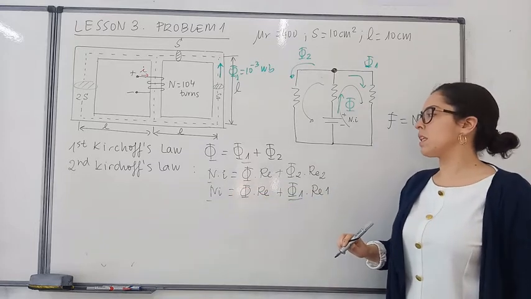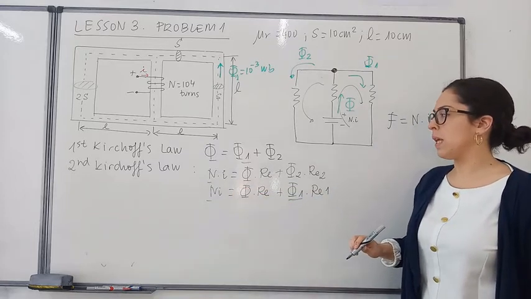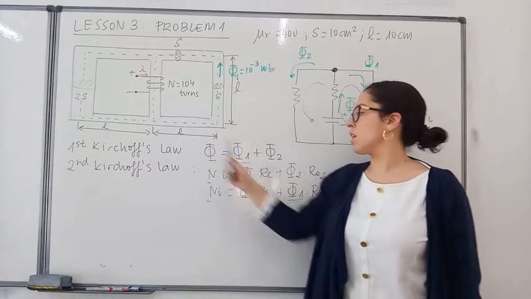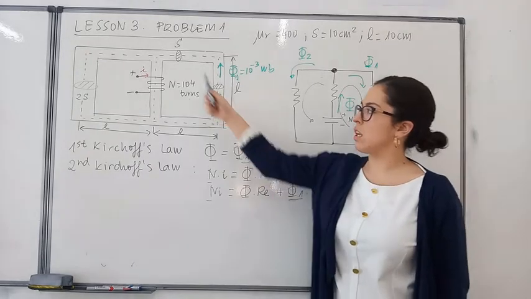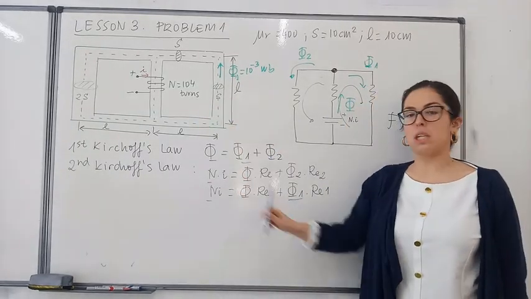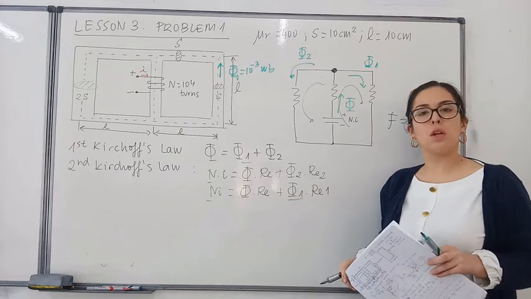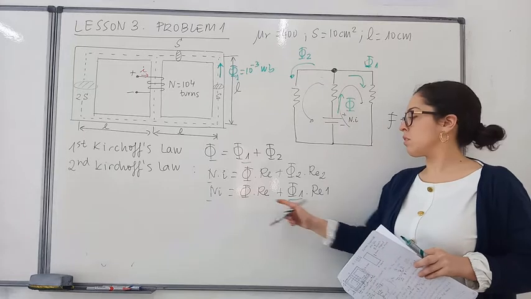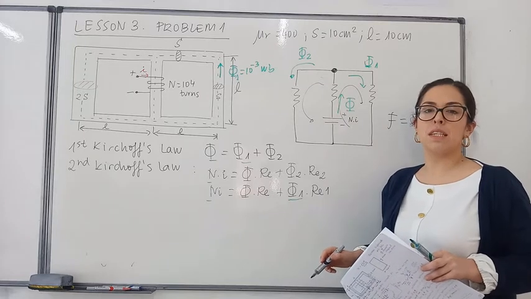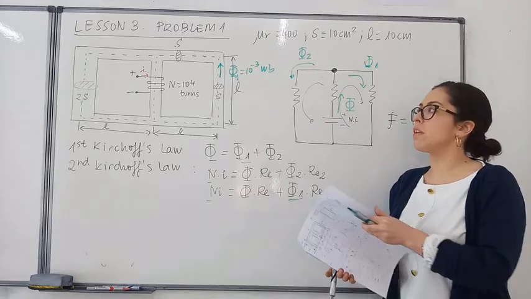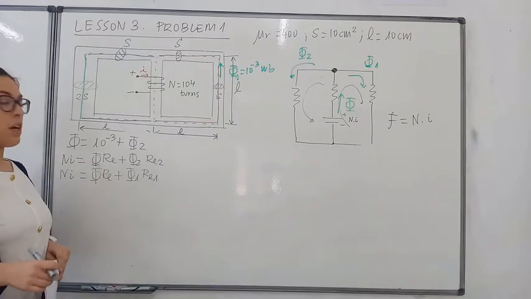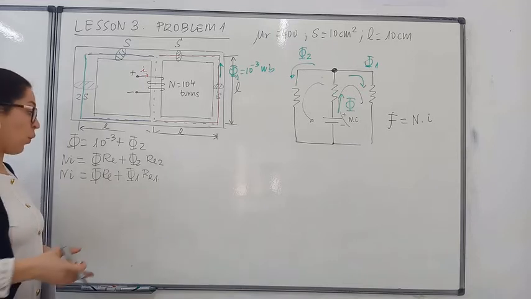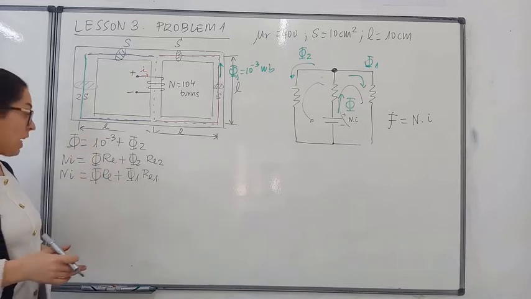So what are the unknowns in this expression? Well, the unknowns are going to be the magnetic flux in the central branch and the magnetic flux in the left branch, and also the current. The reluctances, you can obtain them because they depend only on geometrical magnitudes and on the permeability of the material that we are considering. So as you have three equations and three unknowns, there are several ways in which you can solve for the component that they are asking.